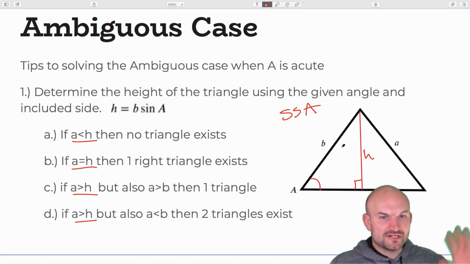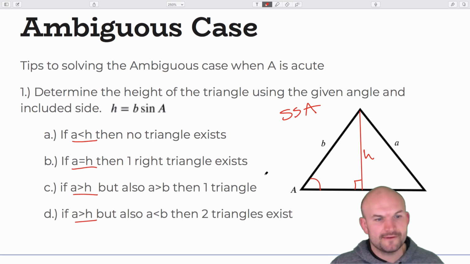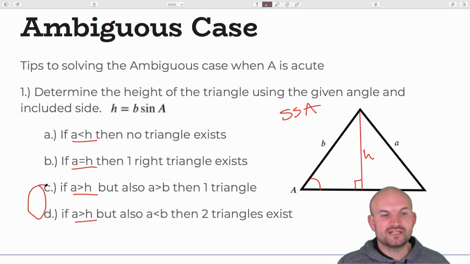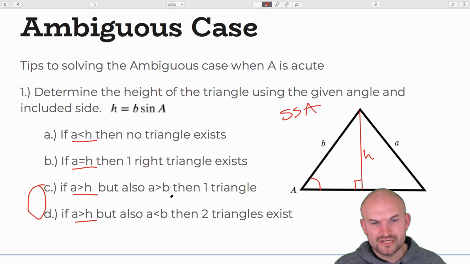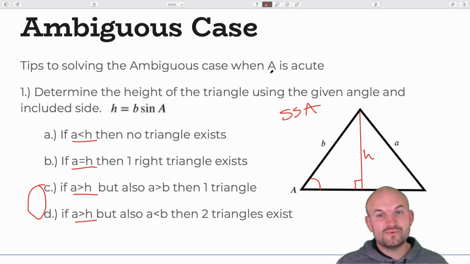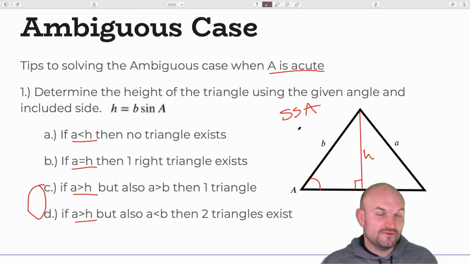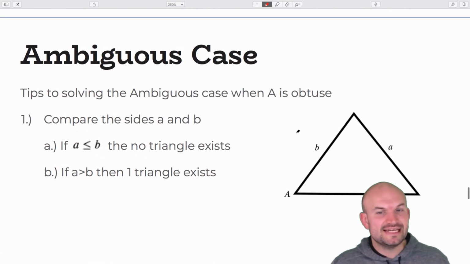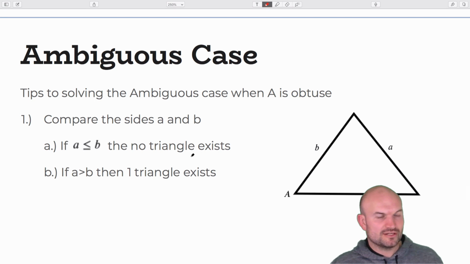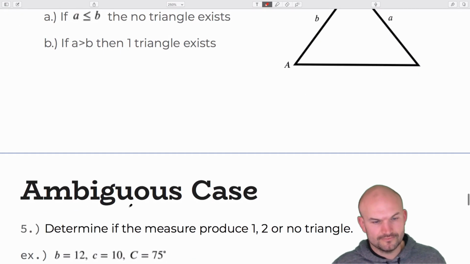Now again, the letters are not what's important. What's important is understanding the side length and how it relates to that other side. Really, the one that students get confused about is when A is larger than H, because you need to determine whether A is bigger than B or less than B. And again, this is when A is acute. If A is obtuse, it actually gets even easier. When A is obtuse, if A is smaller than or equal to B, then no triangle exists. And if A is larger than B, then 1 triangle is going to exist.